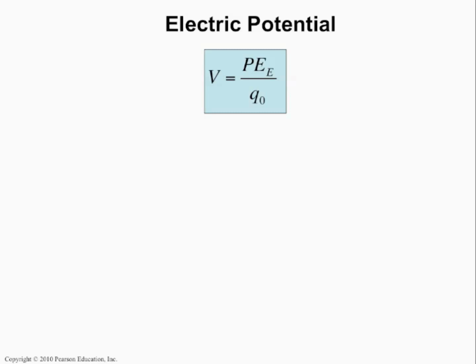Now, when you see Q0, usually it refers to a test charge. And so test charges often appear in definitions because it's just a standard way of expressing charge. But really all this comes down to is that voltage, or volts, equals electrical potential energy divided by charge. And that is, as said earlier, quite analogous to dividing gravitational potential energy, mgh, by m.